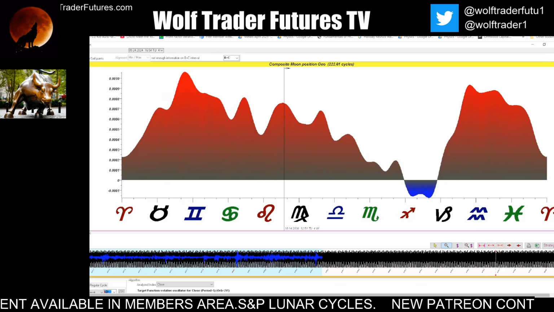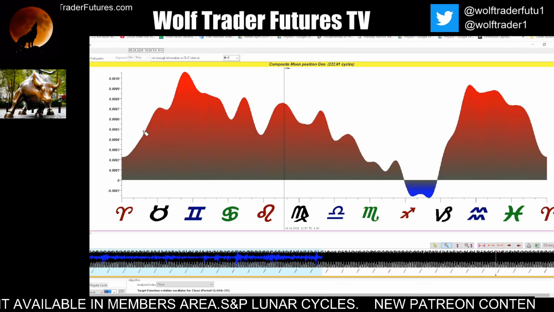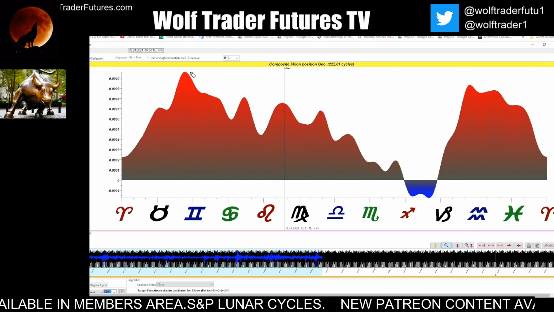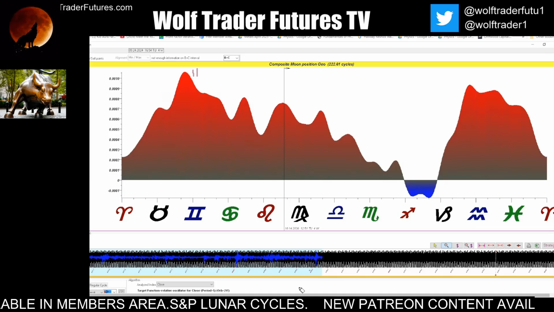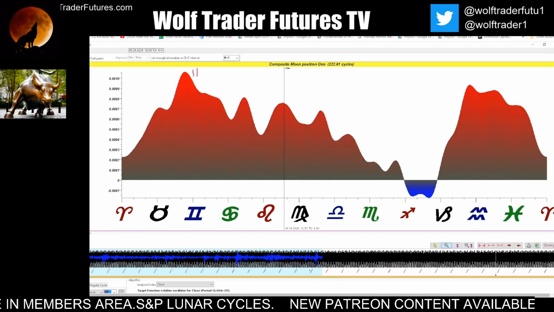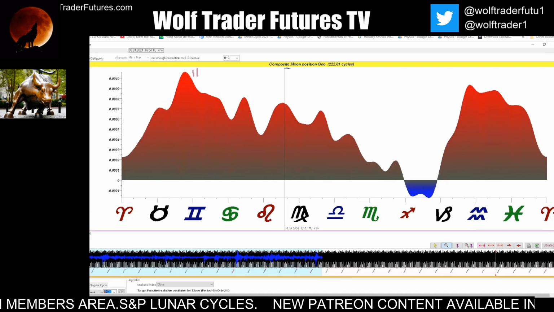So when we look at this, we want to talk about the primary high here. Again, the primary high is going to be in Taurus. So this is the first high here. Let me use a different writing pen here. This is going to be the primary high here.